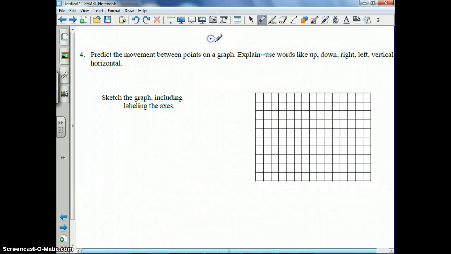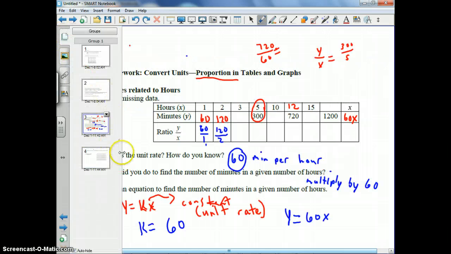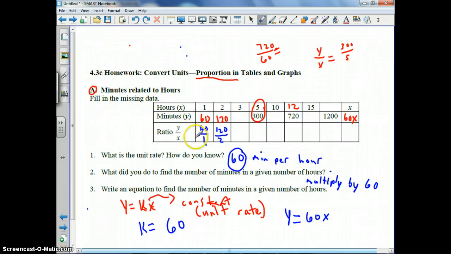Let's look at this next one. Predict the movement between points on a graph. So, I can't predict for you. You predict on your own. When you do this, look at the graph before. Look at the other side of that paper. There's a graph there. Look at it and compare it to your equation. Now look at the equation we have, y equals 60x.